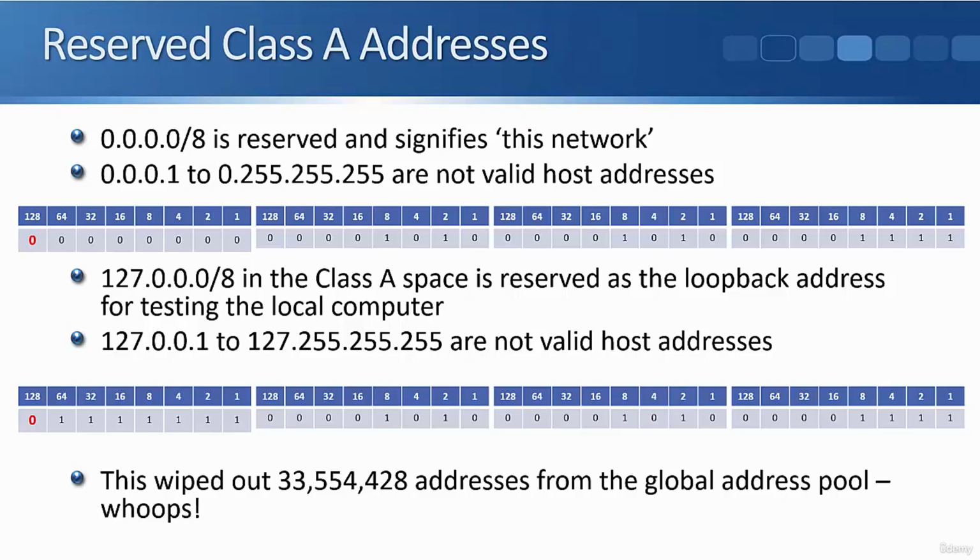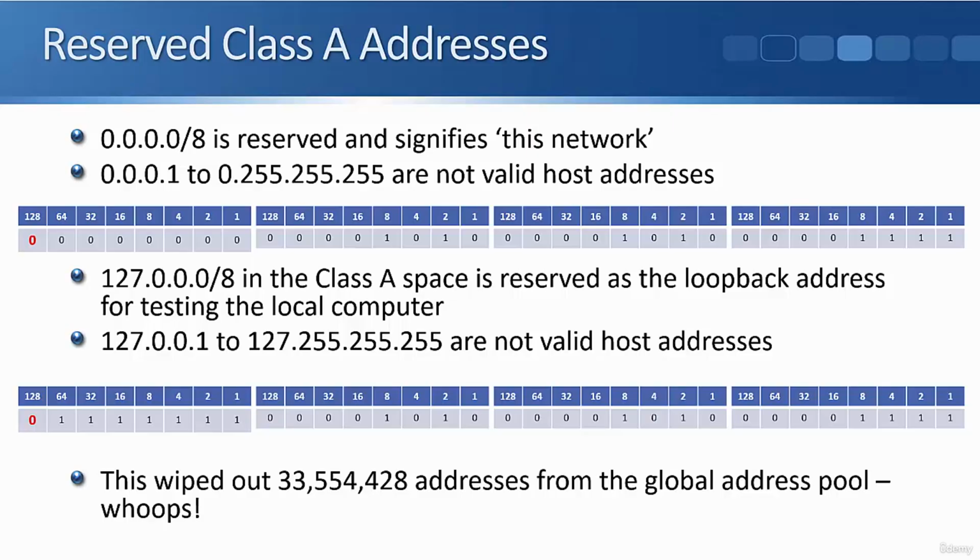0.0.0.0/8 is reserved and signifies this network, and it's used by some protocols. So 0.0.0.1 to 0.255.255.255 are not valid addresses that you can assign to hosts. That entire range is not available. Also, 127.0.0.0/8, which is also in the Class A space, is also reserved. That is used as the loopback address, and it's used for testing the IP stack on the local computer. So 127.0.0.1 to 127.255.255.255 are not valid host addresses.